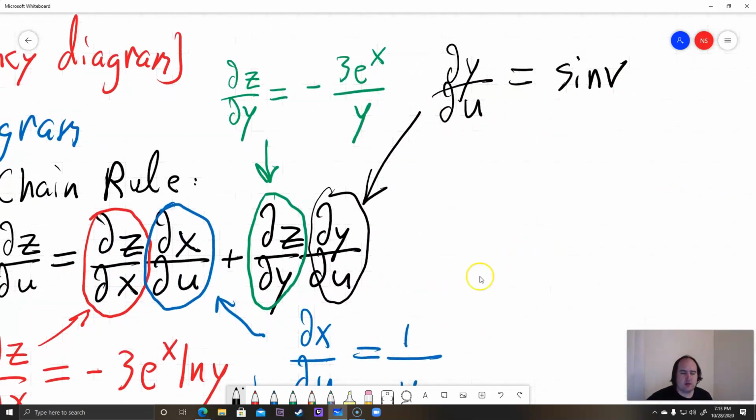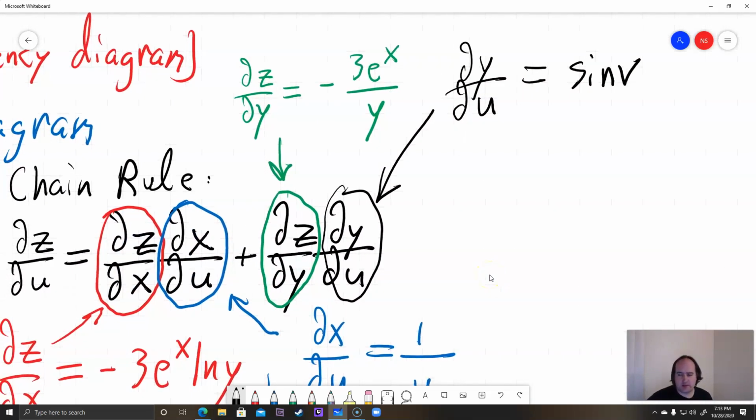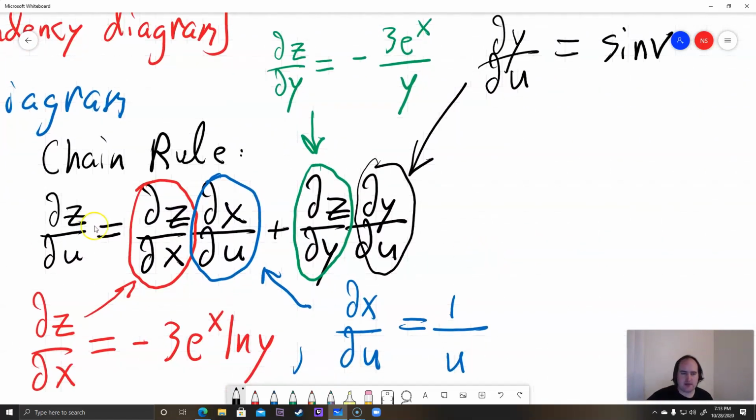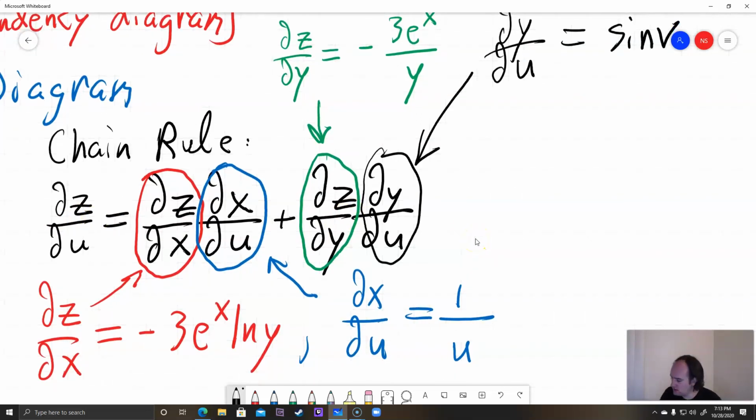So this is the chain rule. It takes a long time to do all the derivatives. It's a bunch of little parts. But this is going to enable us to find partial z partial u. So if we plug everything into the chain rule formula, we're going to be able to calculate it.